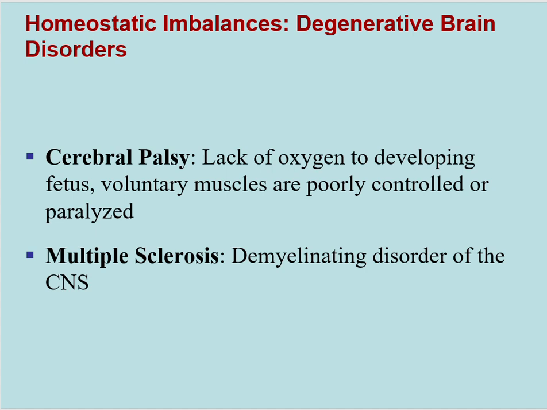There's also cerebral palsy, which is a lack of oxygen to a developing fetus, which may cause voluntary muscles to be poorly controlled or paralyzed. It also has some other symptoms. And multiple sclerosis, we've talked about before, is a demyelinating disorder of the central nervous system that also disrupts motor outputs.